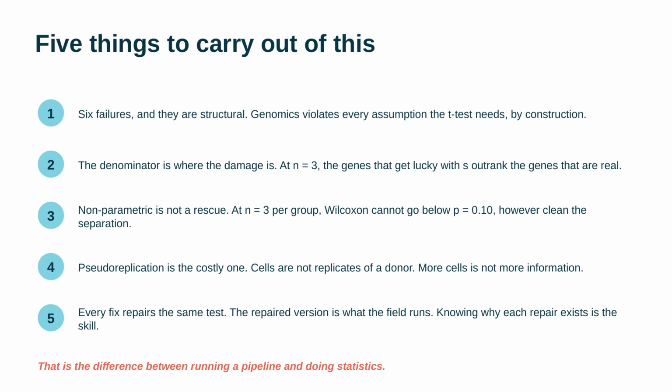4. Pseudoreplication is the most consequential error in single-cell analysis. Cells are not replicates of a donor, and sequencing more of them does not add information about your biological question. 5. Every fix is a repair to the same test, and the repaired version is what the field runs. Understanding why each repair exists is what separates running a pipeline from doing statistics.